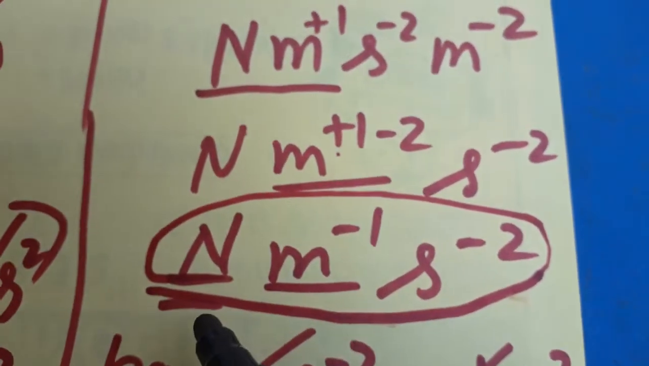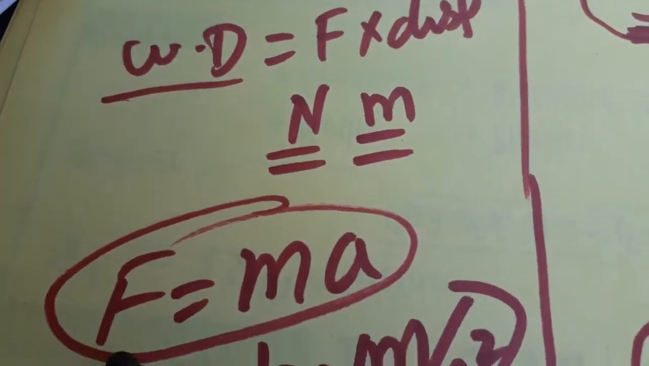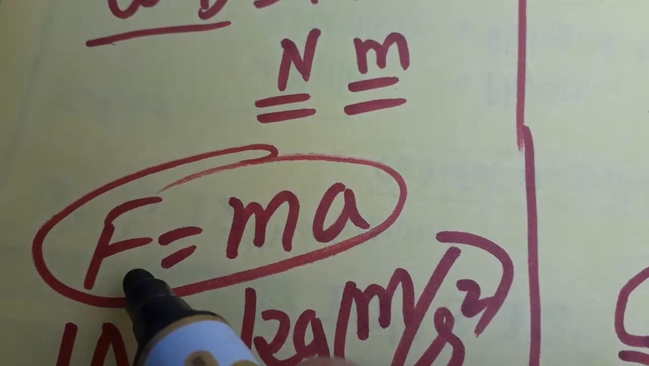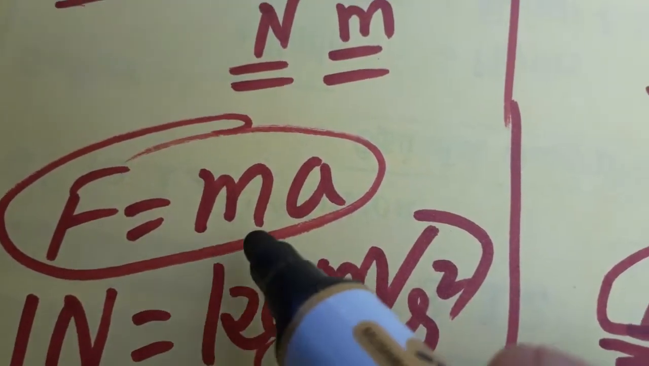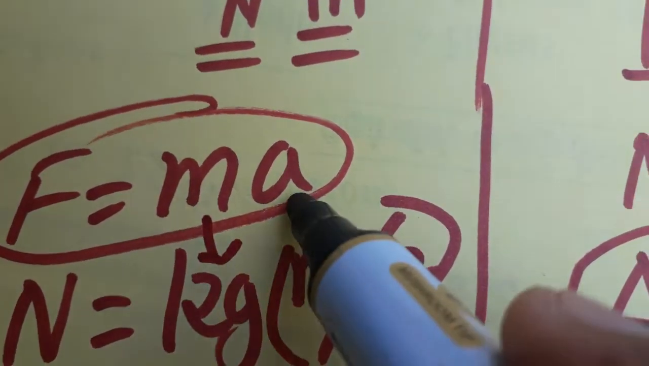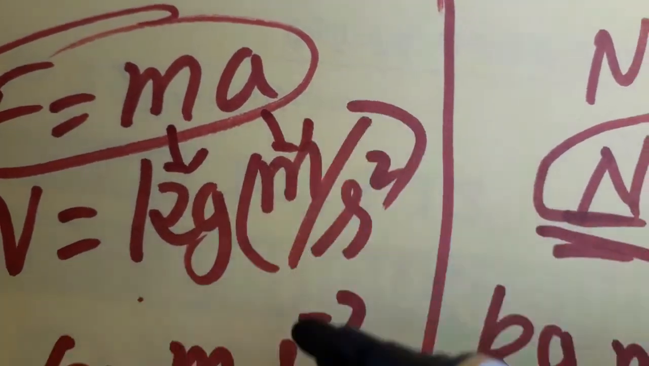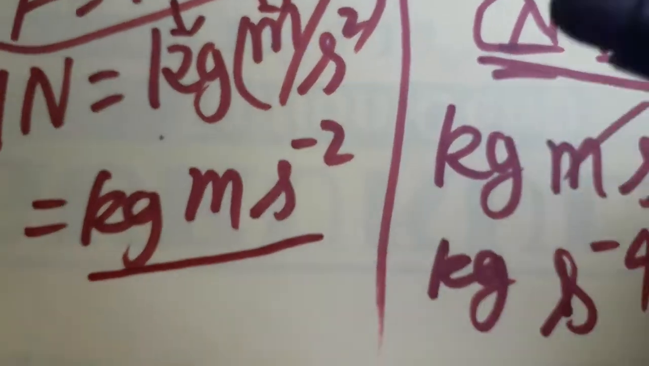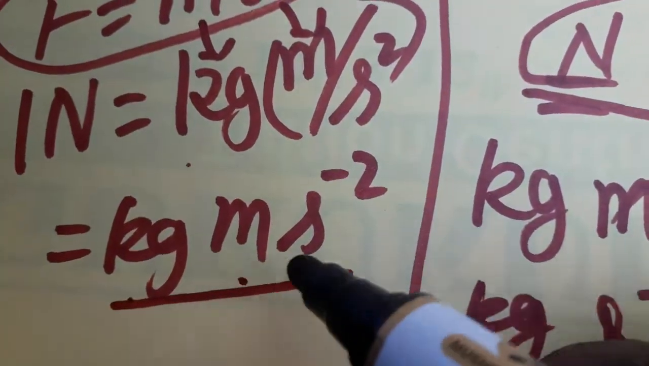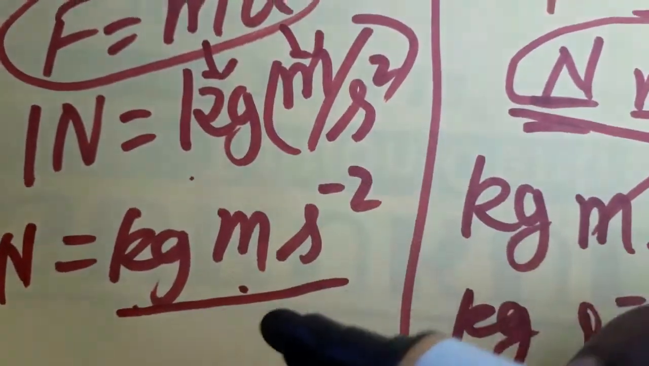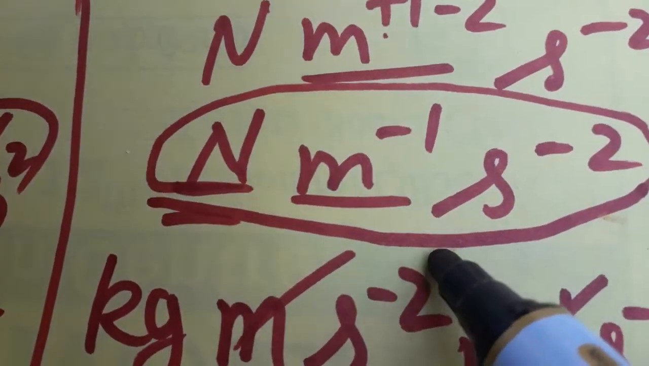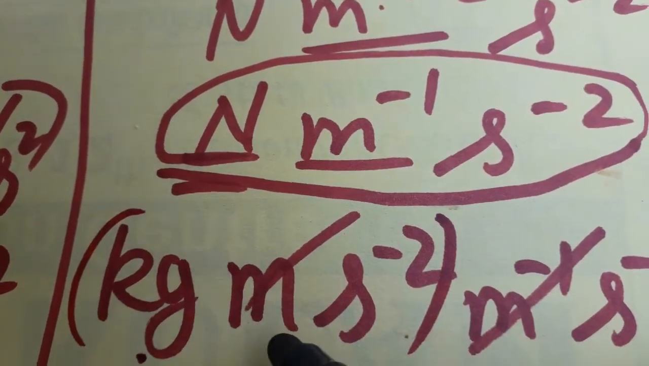And again, what is Newton? It's a force, and the force unit is Newton, okay, F is equal to ma. So Newton is the SI unit of force. For mass, kg, and acceleration is meter per second square. Taking the denominator second square to the numerator, it becomes second minus 2. So Newton is kg meter second minus 2. 1 Newton is kg meter second minus 2. So instead of Newton, you can write it as kg meter second minus 2.